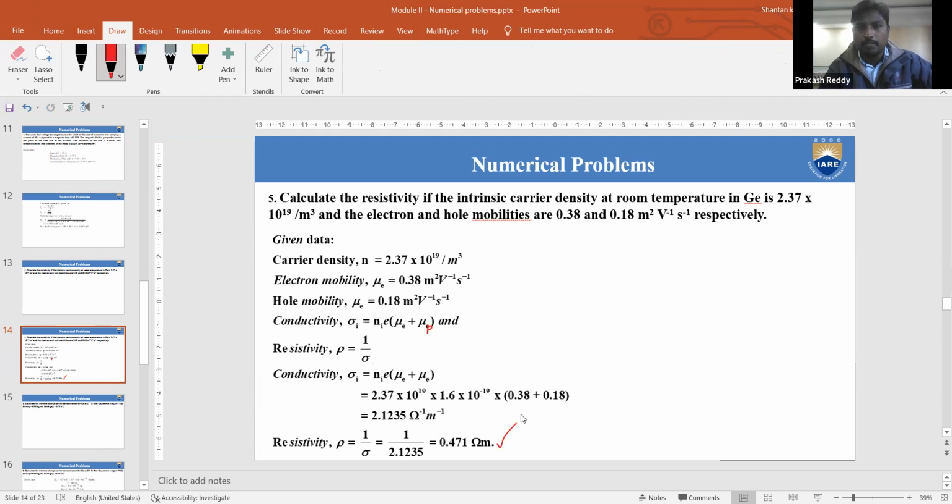How many have got that answer? Please raise your hand if you got the answer. Only one student raising the hand. Only two. Good. Very good improvement. I appreciate everyone. Three only. You are thinking. Still you are thinking. Okay, that is your wish.